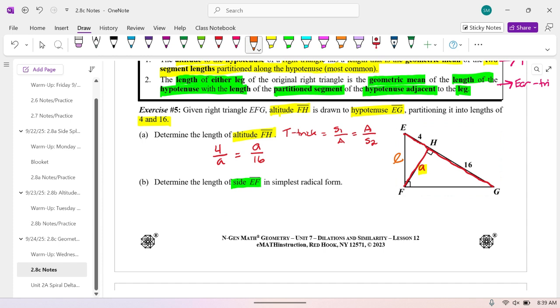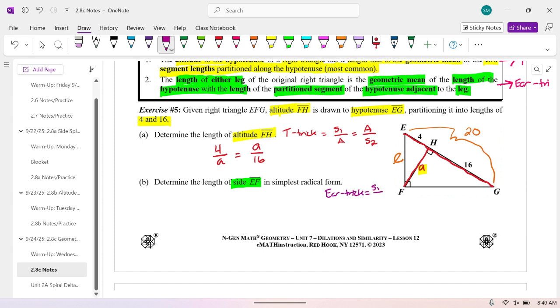Now, here are the ears. This is the hypotenuse, which when we add the parts together gives us 20. What the ears trick is, is that if you take the side length, that formula would be side 1.